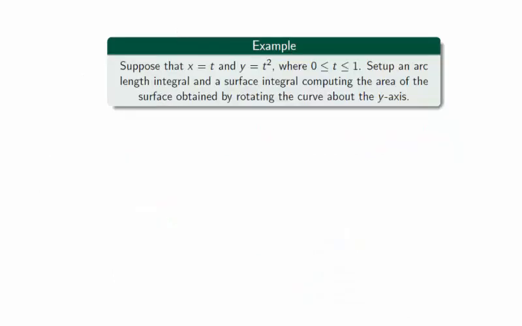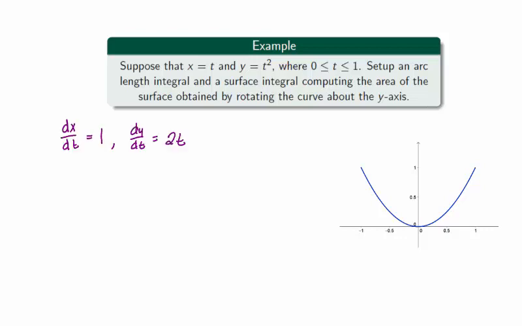Let's do an example. Suppose that x equals t and y equals t squared, where 0 is less than or equal to t is less than or equal to 1. Set up an arc length integral and a surface area integral computing the area of the surface obtained by rotating the curve about the y-axis. Note that this is just a different parametrization for the arc length of the parabola y equal to x squared from (-1, 1) to (1, 1). We have that dx/dt equals 1 and dy/dt equals 2t.